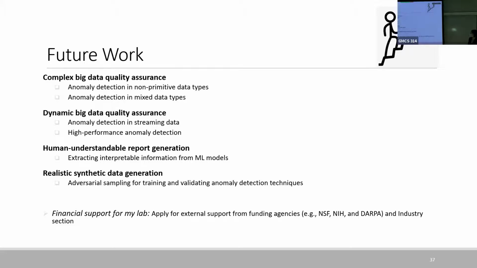Another project is human understandable report generation. Many of the AI techniques are not human interpretable. And this is a big question: how can someone understand the decision that has been made by an AI approach or by a machine learning approach? The researchers at Google Brain have started to work in this area and have had some success generating some interpretable information from the deep learning model. So I'm interested in working in this area as well.